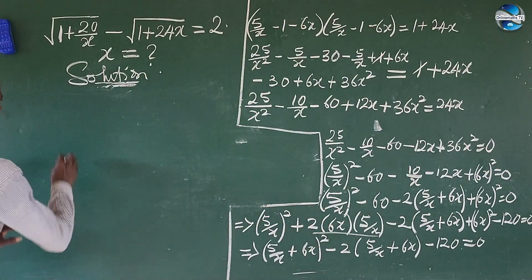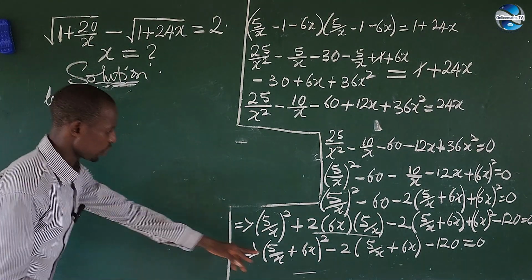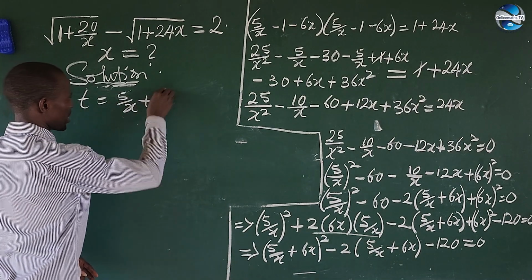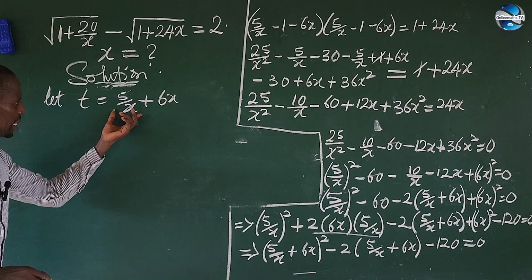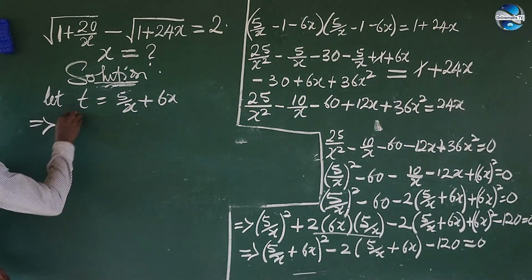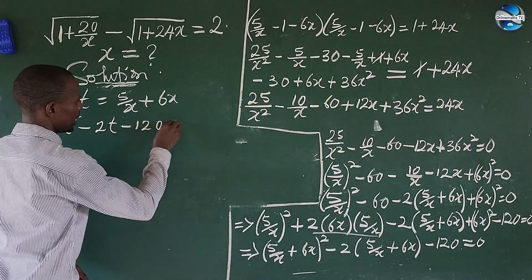Let's bring in another alphabet. So from here, let's use t to be equal to what we have inside the bracket. So we have here 5 all over x plus 6x. So wherever we see this, let's put in t. So automatically this now implies t squared minus 2t minus 120 equals 0.